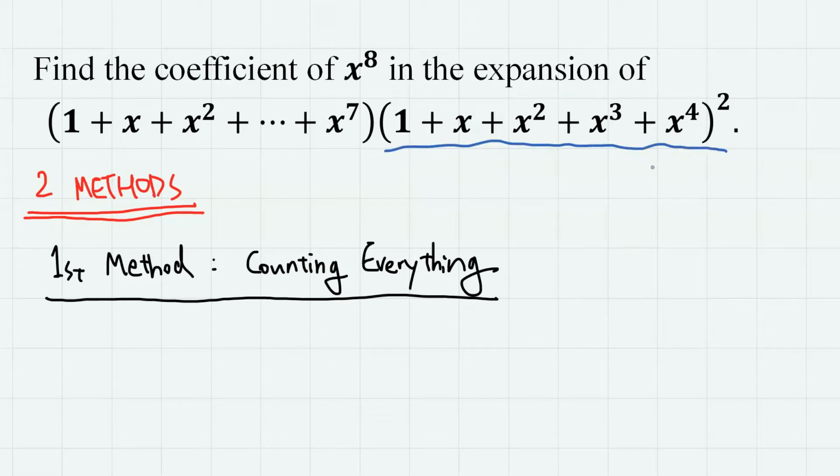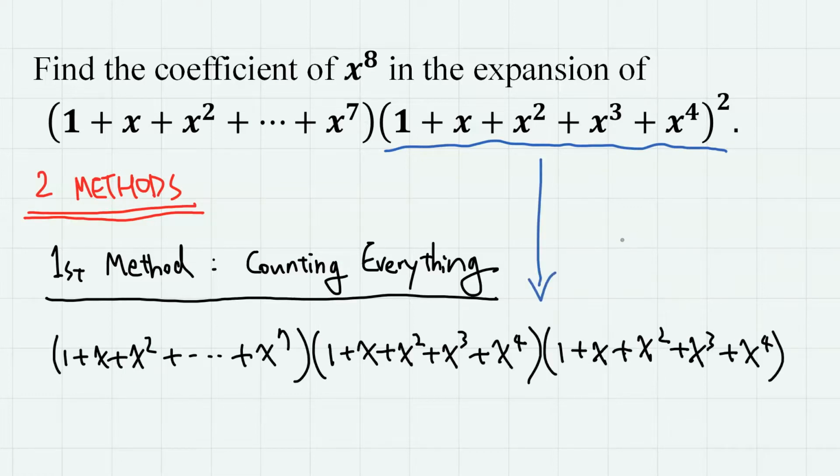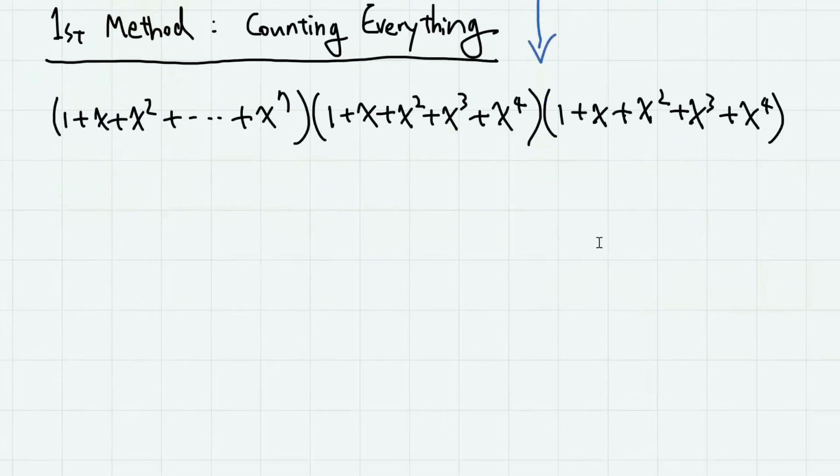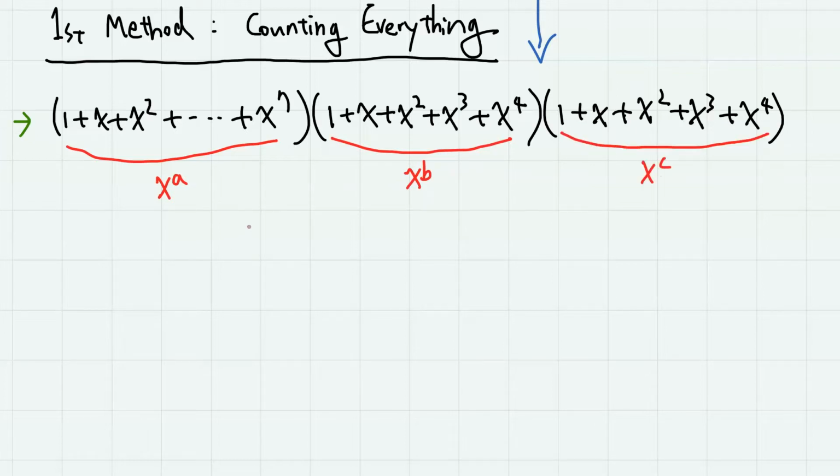And actually, let us write this polynomial like this. Here, terms in the expansion of this polynomial come from selecting one term from the first polynomial, one from the second polynomial, and one from the third polynomial, like this. So now consider selecting x to the power of a from this polynomial, x to the power of b in this polynomial, and x to the power of c in this polynomial.